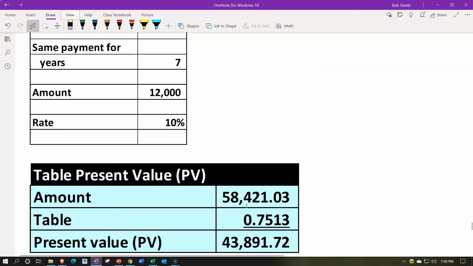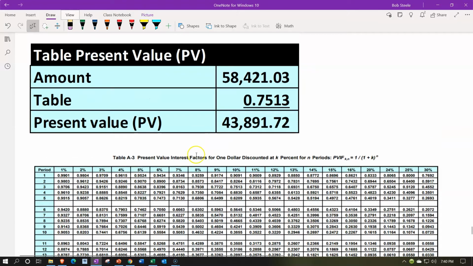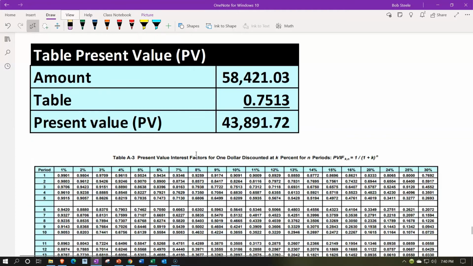And then we could do it with the tables as well if we want to. So let's do the tables too. So we're looking for 10% and 3 this time, making sure we have the right table. So I always have the right table because I magically put it here. Our wonderful editors put the right table here every time. So we're going to have 10% and 3. So 10 and 3, that's going to be the 0.7513.